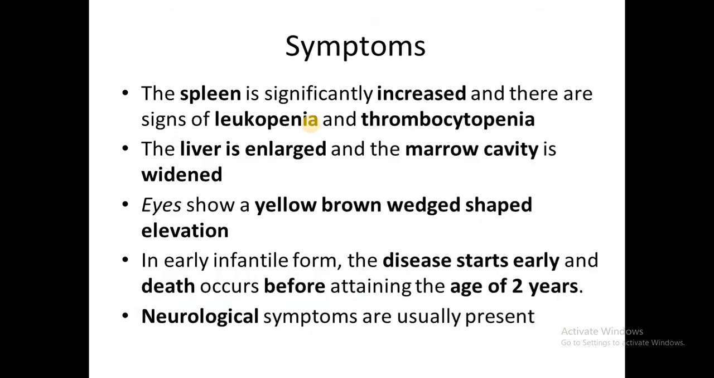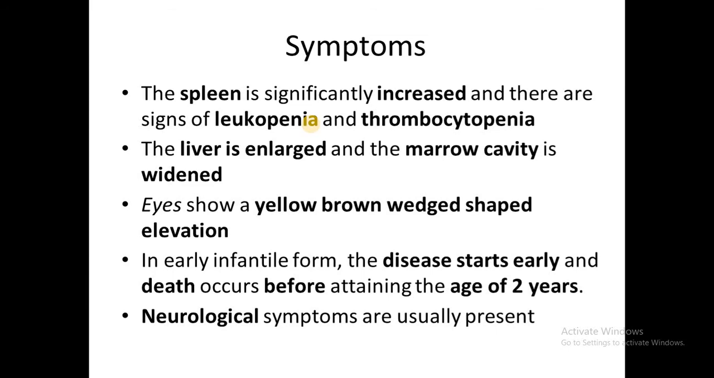Next are the symptoms in Gaucher disease. The spleen is significantly increased, that is, enlargement of the spleen, and there are signs of leukopenia and thrombocytopenia. Leukopenia means a decrease in WBC, and thrombocytopenia means a decrease in platelet cells. The liver is enlarged and the marrow cavity is widened. Eyes show a yellow-brown wedge-shaped elevation.